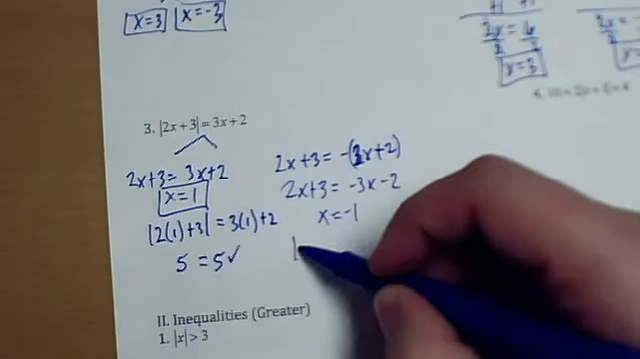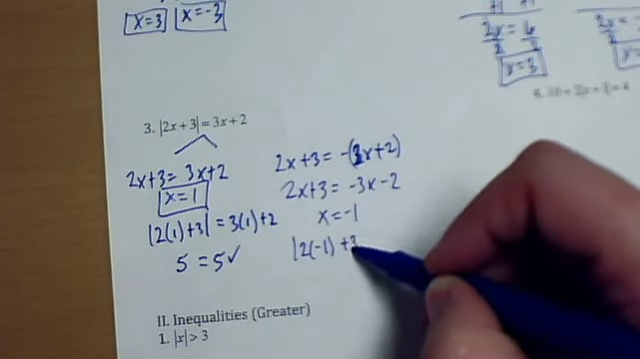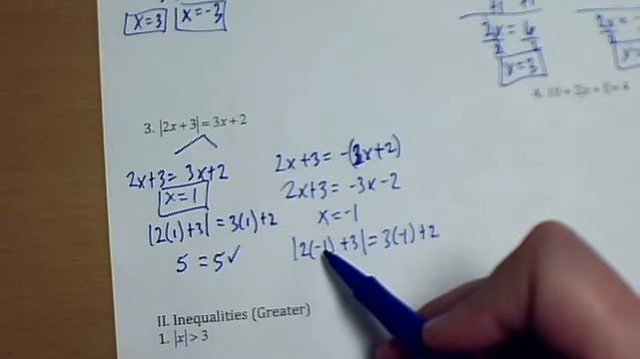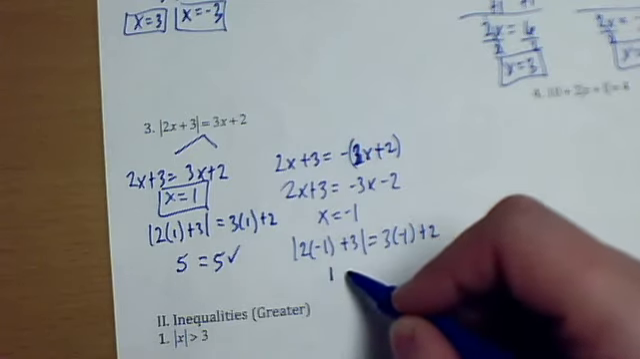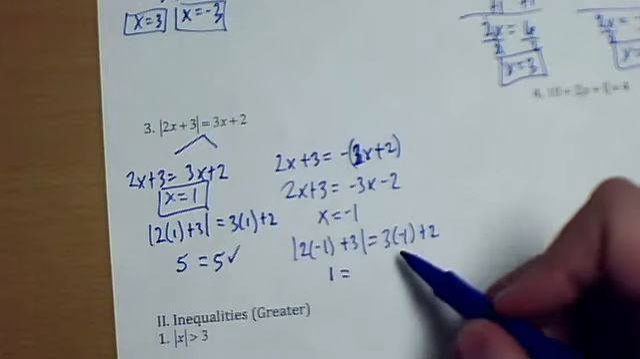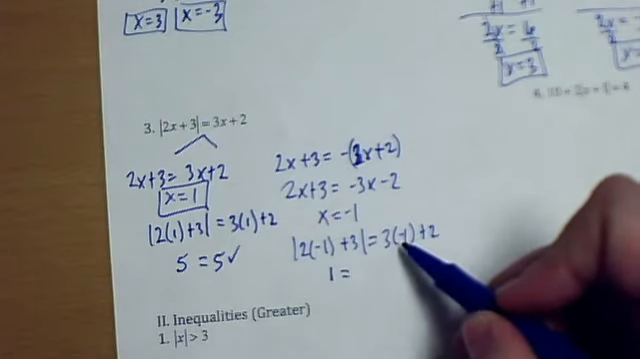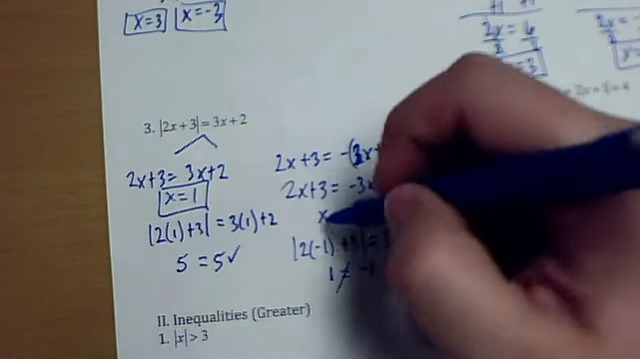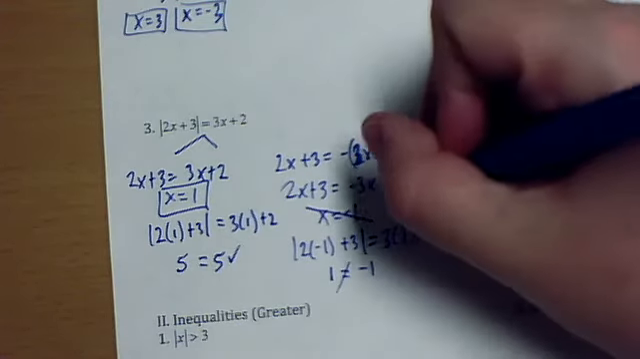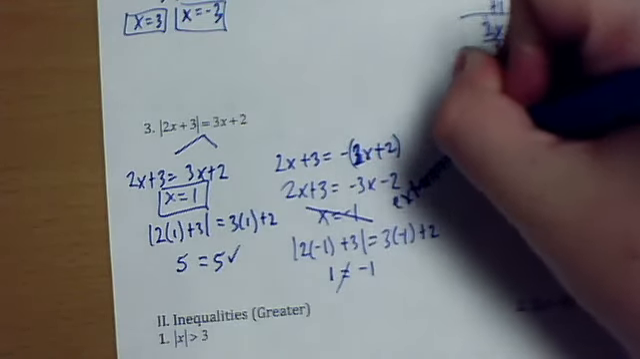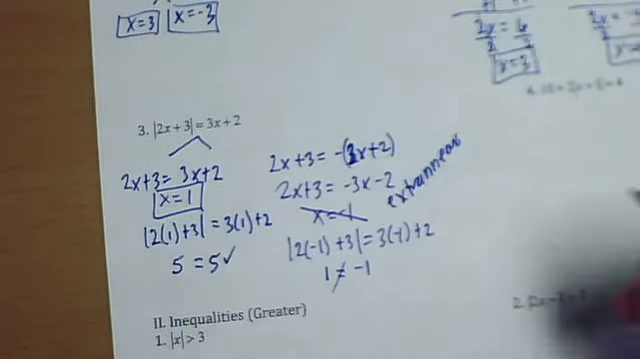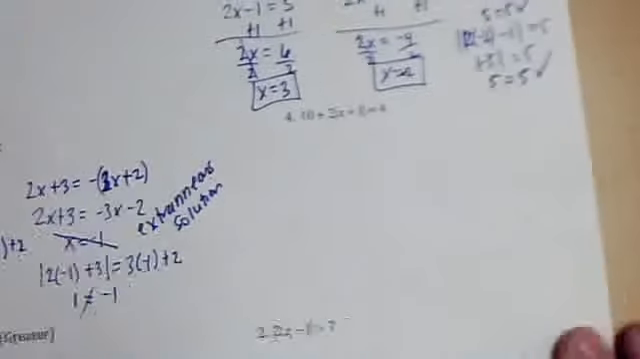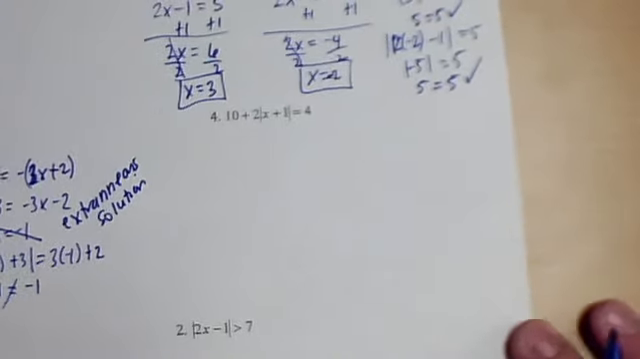This one, 2 times negative 1 plus 3 equals 3 times negative 1 plus 2. So 2 times negative 1 is negative 2 plus 3 is 1, and the absolute value of 1 is 1. Then 3 times negative 1 is negative 3. Negative 3 plus 2 is negative 1. So here, this is not true. So this one is not a solution. That's called an extraneous solution. So make sure that you're checking the answers to make sure that they're actual solutions.